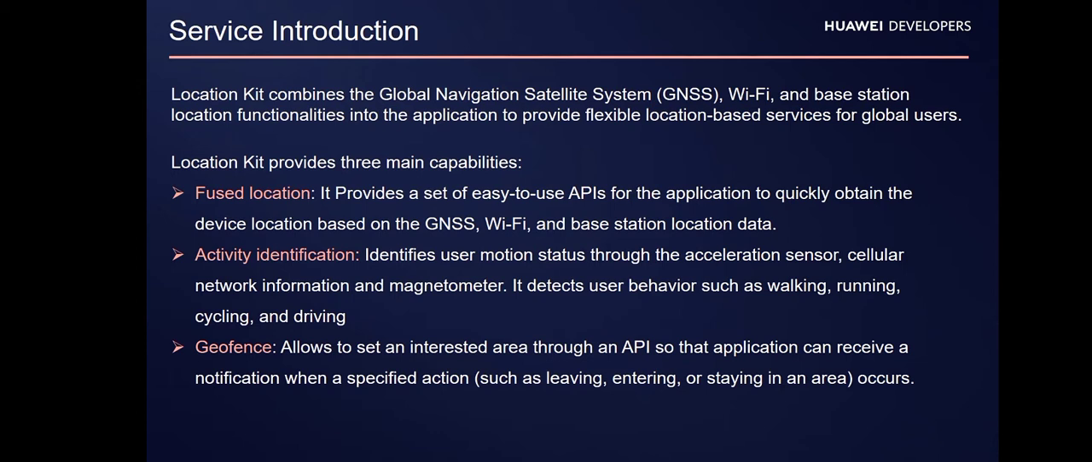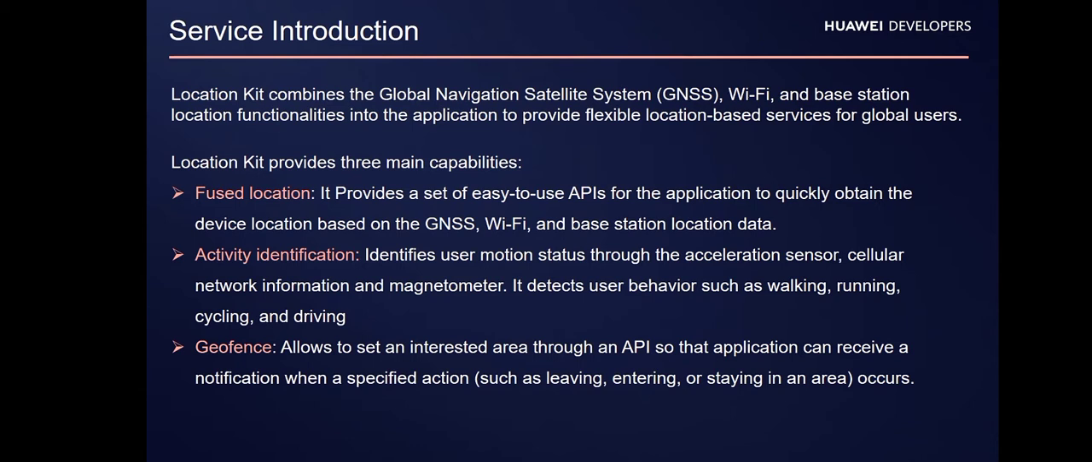The three main capabilities that Location Kit gives are fused location, activity identification, and geofence service. Fused location gives the APIs to quickly obtain the device location based on GNSS, Wi-Fi, and base station location data. The activity identification identifies user motion status through acceleration sensor, cellular network information, and magnetometer. It can detect walking, running, cycling, and driving.